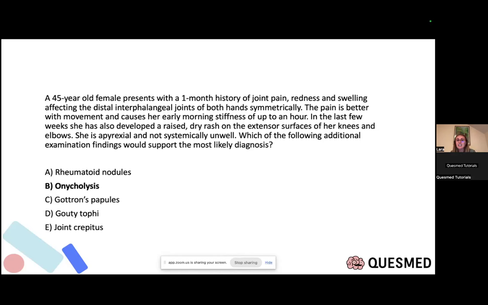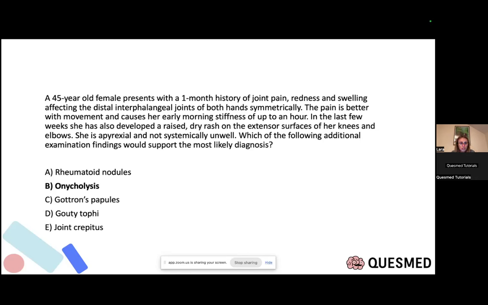Another thing they sometimes give you is that one whole digit is swollen, and that's your dactylitis, and then you're like, ding, ding, ding, this must be psoriatic arthropathy. She's got a raised dry rash on the extensor surfaces of her knees and elbows. Again, it's not a very specific description of the rash, but it's extensor. It sounds a little bit scaly, and she's not unwell. This is going to be psoriatic arthropathy.